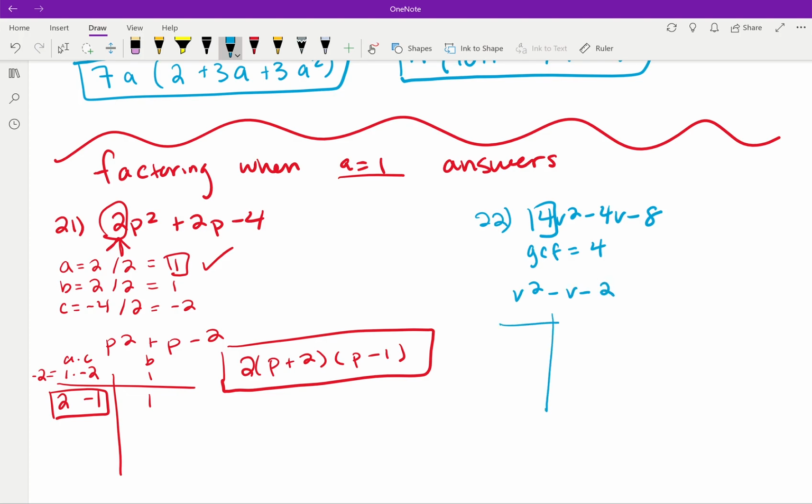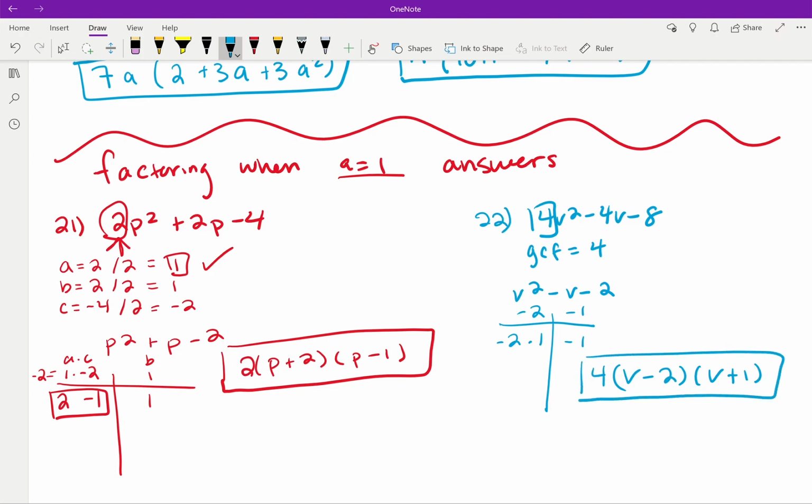So creating my table, I need two numbers that multiply to negative 2 but add to negative 1. And that's going to be negative 2 times 1. Because negative 2 times 1 is negative 2, and negative 2 plus 1 is negative 1. So my answer is v minus 2, v plus 1, and then I bring down my GCF of 4 in the front.